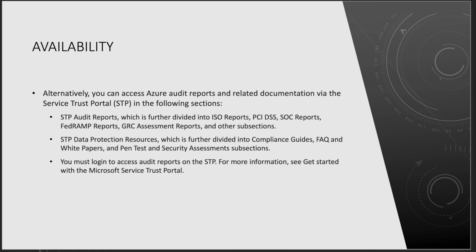There's a lot of different kinds of reports and documents versus the Service Trust Portal, right? And there's just a lot of stuff. So the Service Trust Portal has all of the audit reports for the things that Azure is responsible for. And they do break it down into different kinds of reports depending on what you need. Again, PCI DSS, ISO, SOC, FedRAMP, all that stuff. Then your data protection and the government and compliance, the FAQ, white papers, pen tests, and security assessments. You may still need to do some of that. And then you would have that as a separate compliance document. And again, you have to be logged in to check all this stuff. You can't just go check it out. You have to have an account.